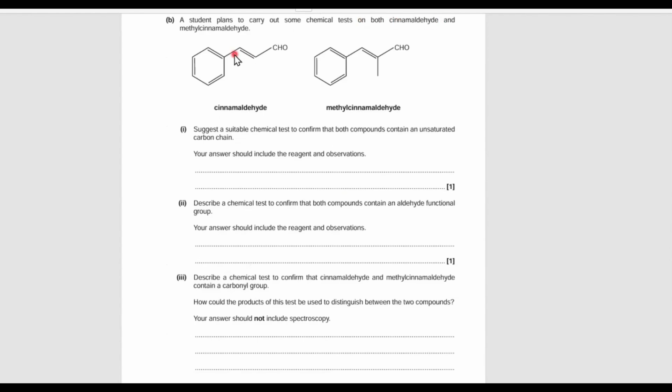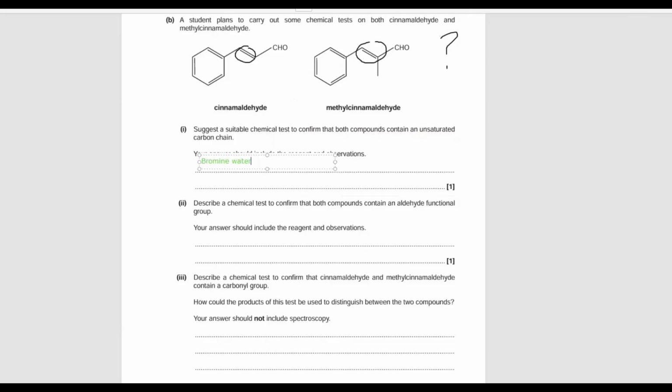A student plans to carry out some chemical tests on both cinnamaldehyde and methyl cinnamaldehyde. Suggest a suitable chemical test to confirm that the compounds contain an unsaturated carbon chain. So both have a double bond here and here. What test would you do? Pause the video. Have a go. Okay, you should know this one.